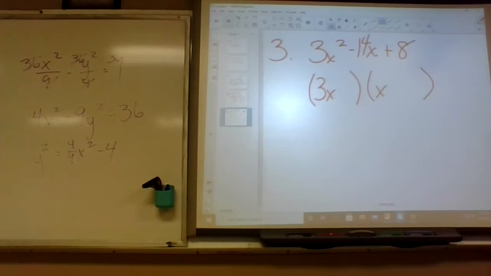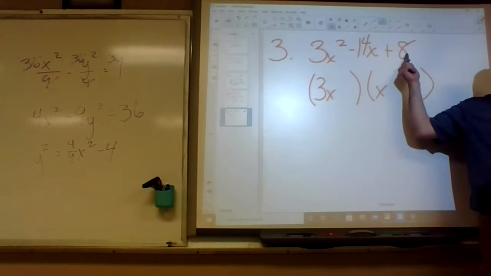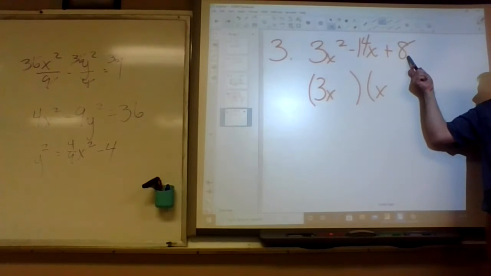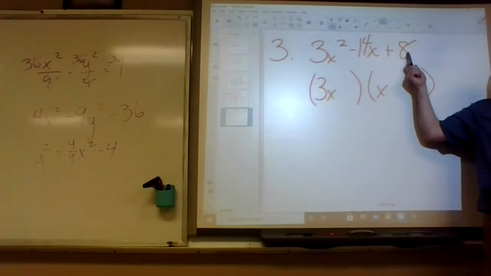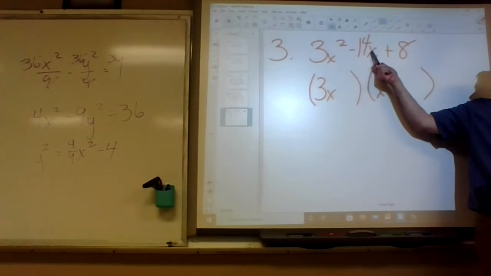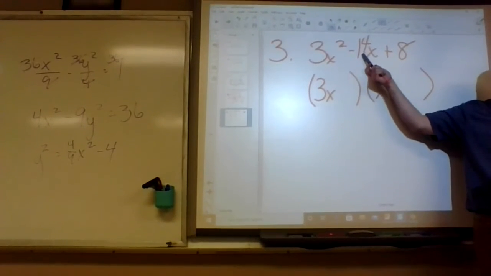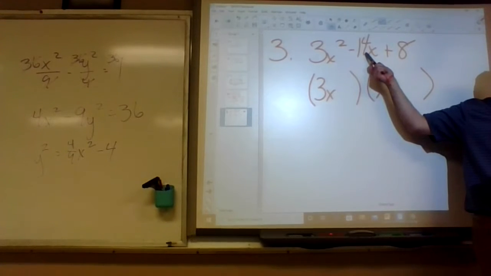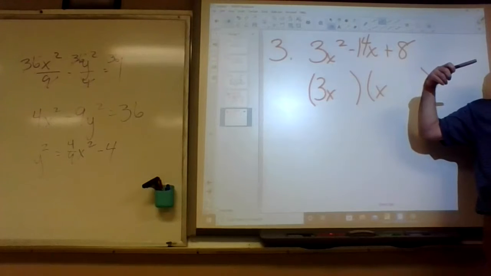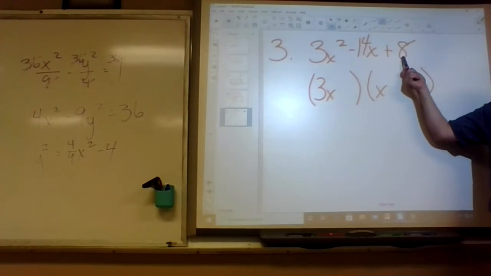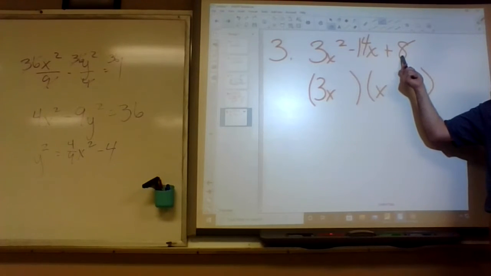Less people in class. Okay, 2 and 4 could be the answer, except for there's one problem. When I do that FOIL stuff, I'm going to need negative 14. So if I'm using positive 2 and positive 4, that's not going to happen. So instead I need to try negative 2 and negative 4.